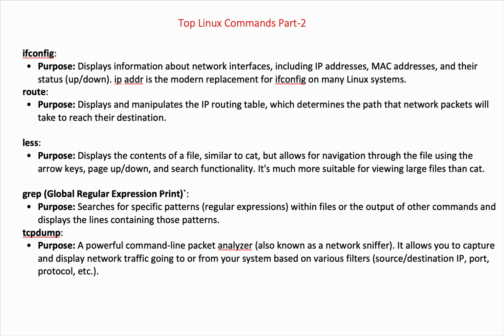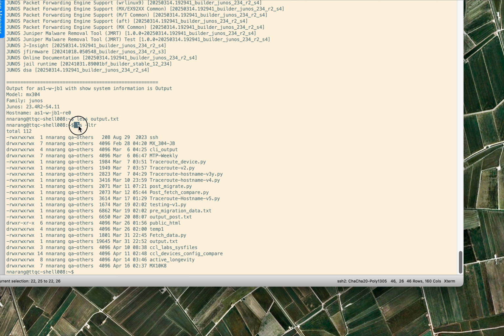Then we have grep. The full form is global regular expression print. It is used to search for something. In this particular folder, I use ls -ltr, which prints the details. ls is list, and ltr prints the files from the oldest to the newest. So this is 16th of April, and this is how it displays.